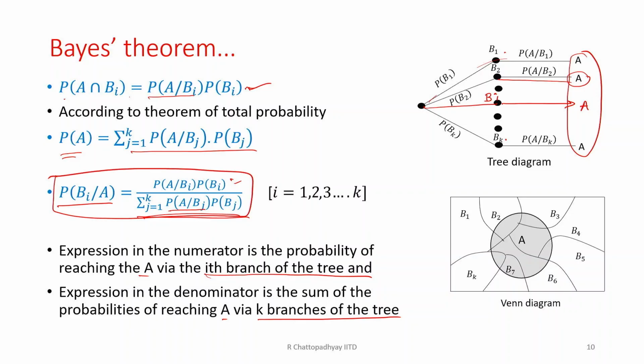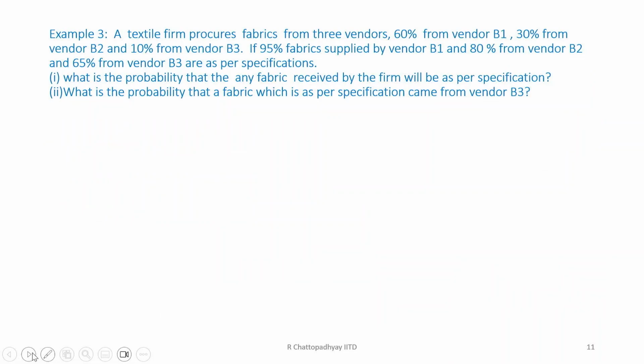That is, knowing that something is defective or something is good, what is the probability that it is coming from a particular factory, or it could be a particular vendor, or depending upon the situation, it could be a factory or a vendor or something else. So this is the theorem, and now we'll again take an example to fully understand this. So let us read the next example.